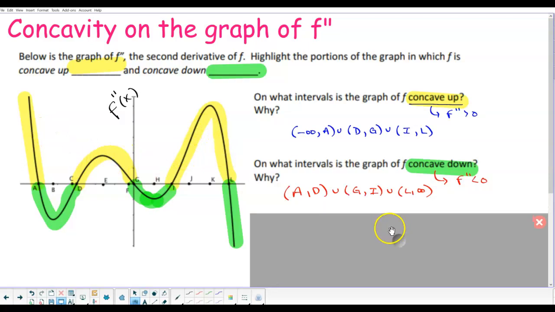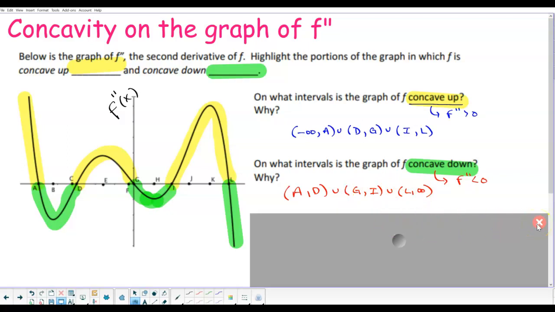So when is f concave down? Notice how we're always making a conclusion based off of the original function f. We're concave down when the second derivative is negative, so anytime we are below the x-axis, from a to d, g to e, and g to I, and L to infinity.